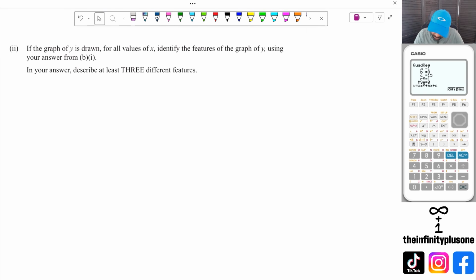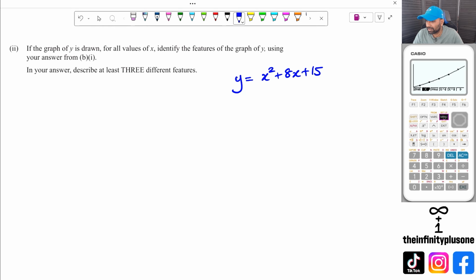Okay, so we've got the graph here as y equals x squared plus 8x plus 15. That was the graph from the previous example. Now what they're asking is identify features of the graph using your answer. So I would, look, you can just draw the graph. Right, you get this, but I want to actually go back to the stat mode, right? X squared. Now see this button here, copy. We're going to click on copy.